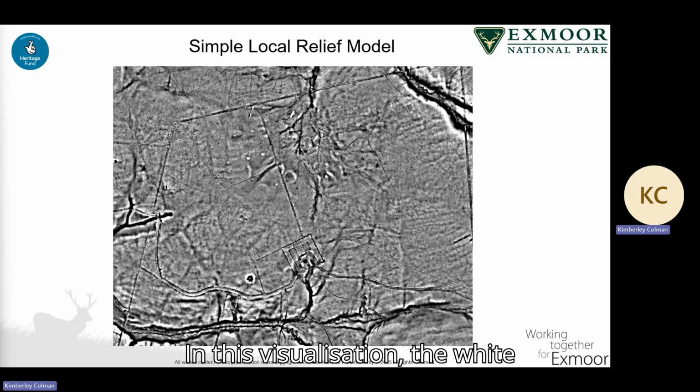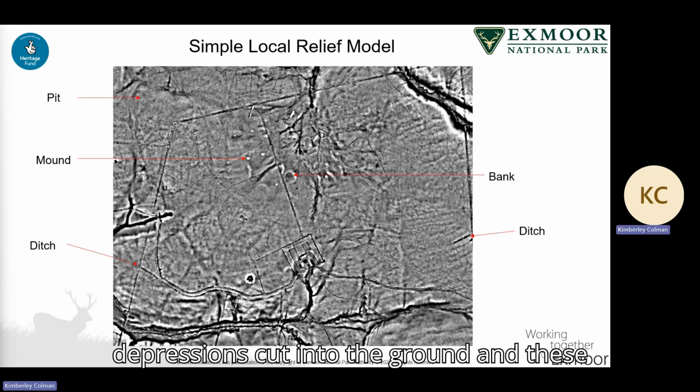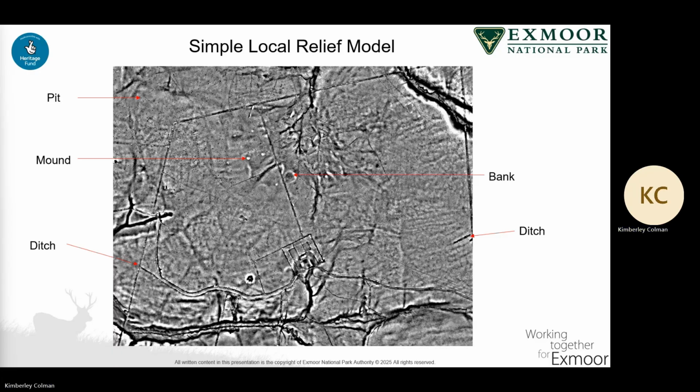In this visualization, the white pixels represent upstanding features. So these are the banks and mounds that rise above the surrounding ground. The black pixels, on the other hand, show depressions cut into the ground, and these are our ditches and pits.